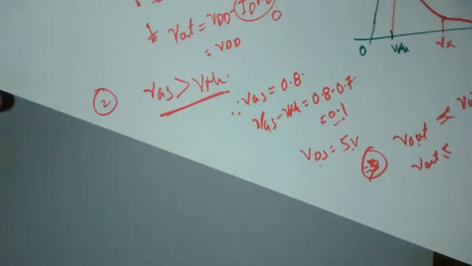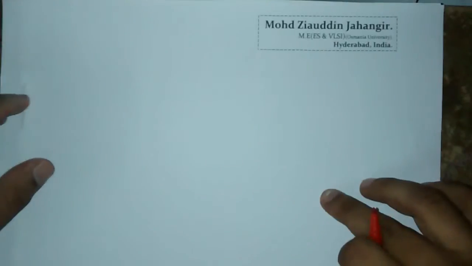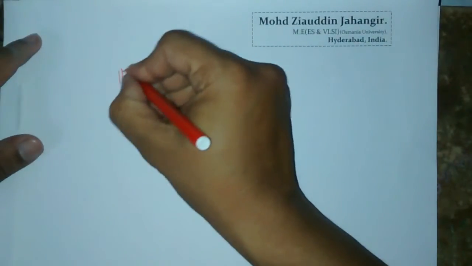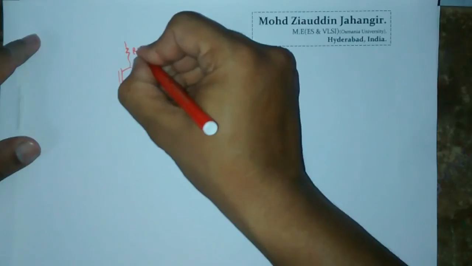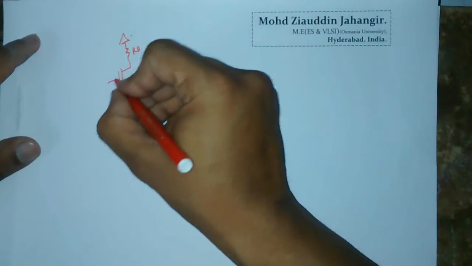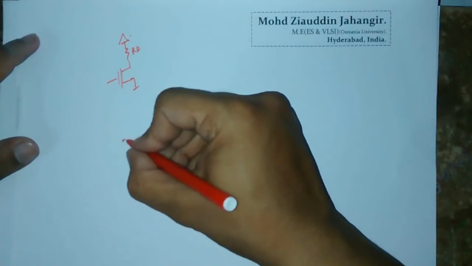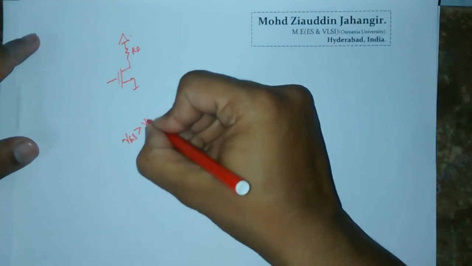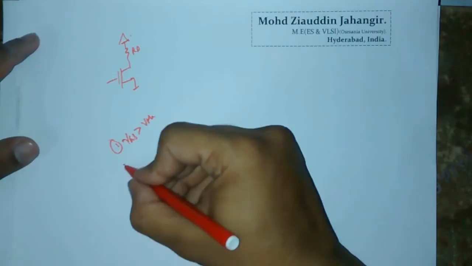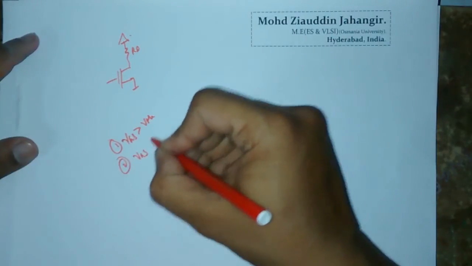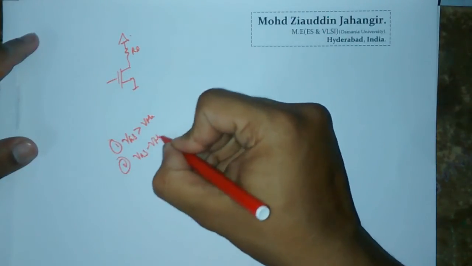So from the large signal analysis, you will get the boundary conditions. These are the boundary conditions you get for this circuit. What are the boundary conditions for the MOSFET, that means the common source amplifier? The boundary condition which we got was, first, your VGS should be greater than VTH. This is the first boundary condition. Second boundary condition is VGS minus VTH.